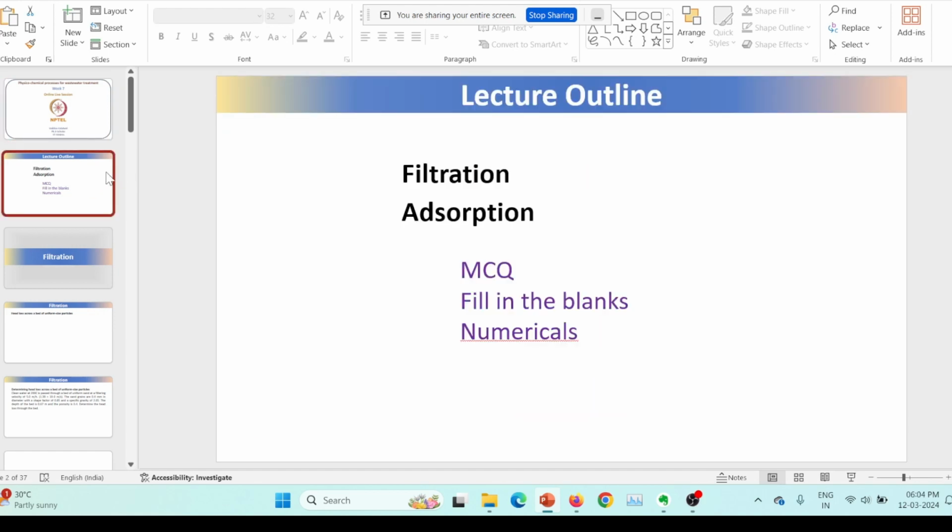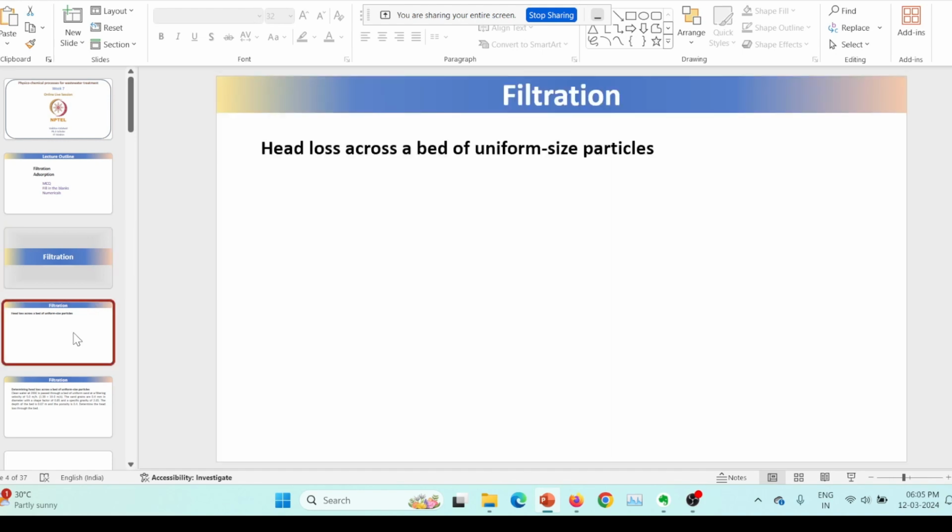So today, the outline of the lecture is filtration and adsorption. These two topics we will see today. First we will start with filtration and then we'll understand a little bit about adsorption. So we'll understand what is the head loss across a bed of uniform size particles.